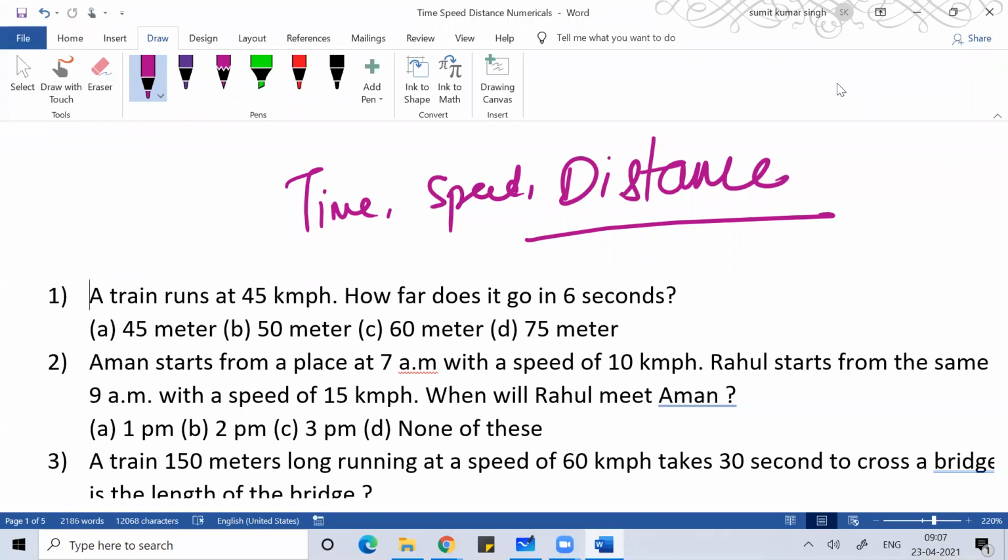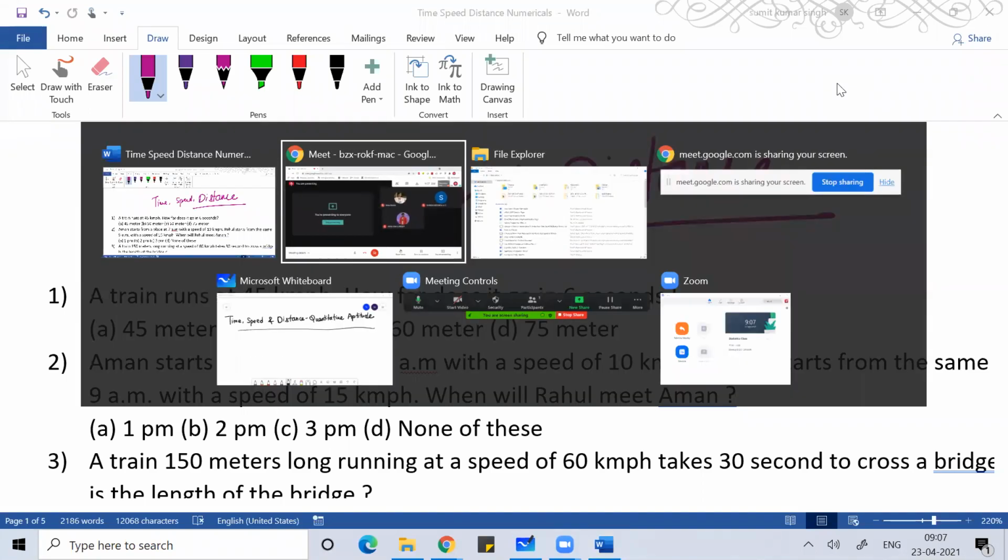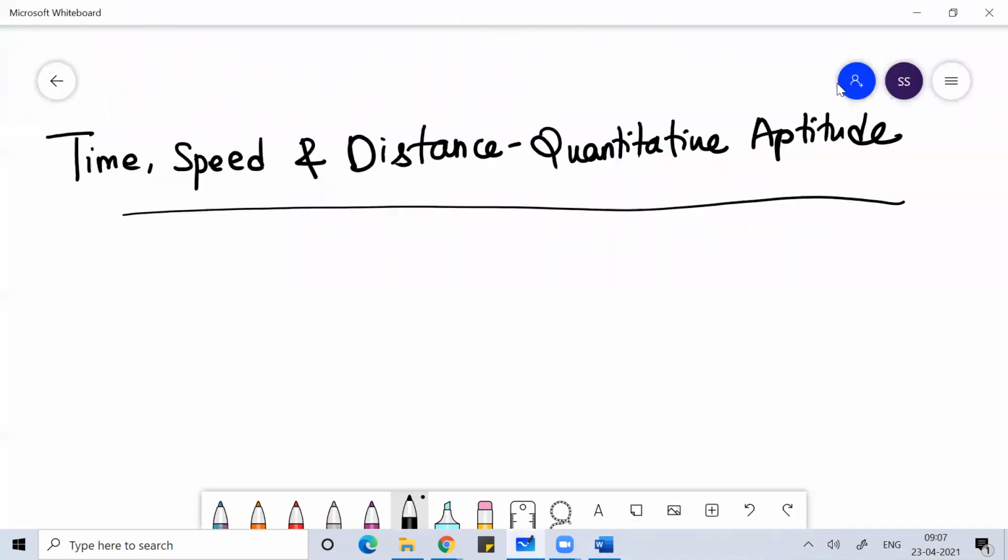So time, speed, and distance. When we talk about time, speed, and distance, the question which comes to our mind is that there is only one formula. The formula is distance is equal to speed into time. This is the formula which comes to our mind whenever we hear this topic called time, speed, and distance.